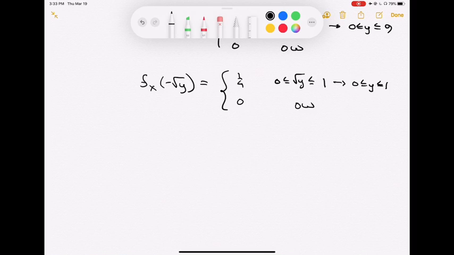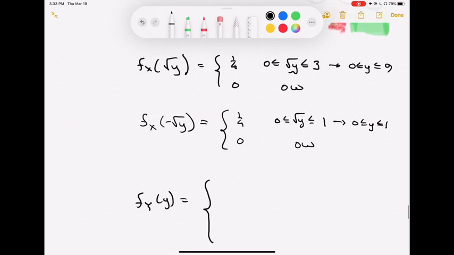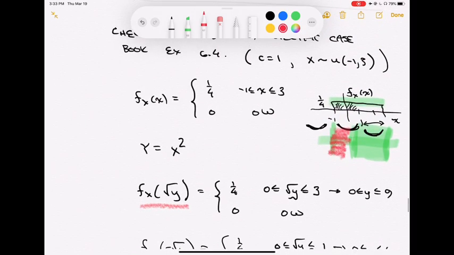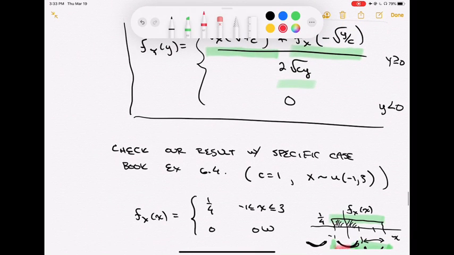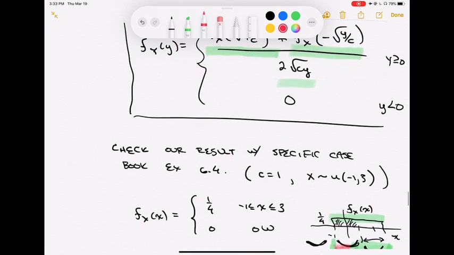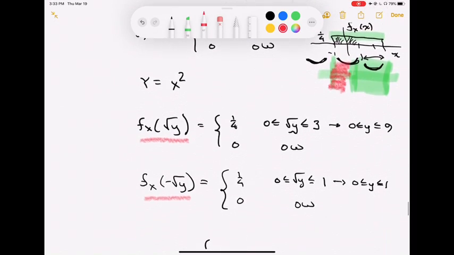I'm going to get my f_Y of y, and that is going to be equal to... I need to be able to add my f_X of root y and my f_X of minus root y, and I need to be able to divide those, right? If we go back up here a little bit, by 2 root cy, which is going to be 2 root y in our particular case.